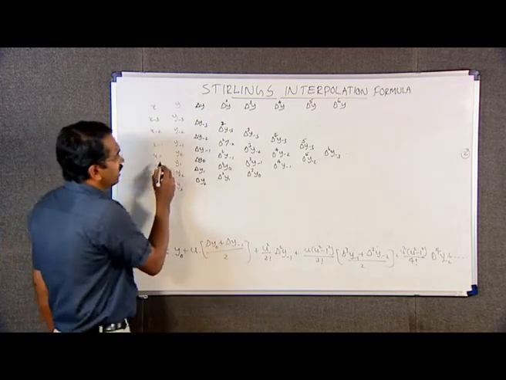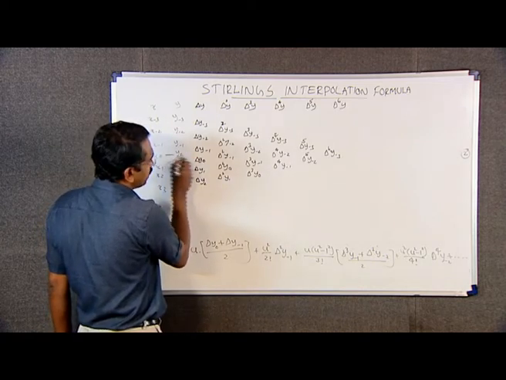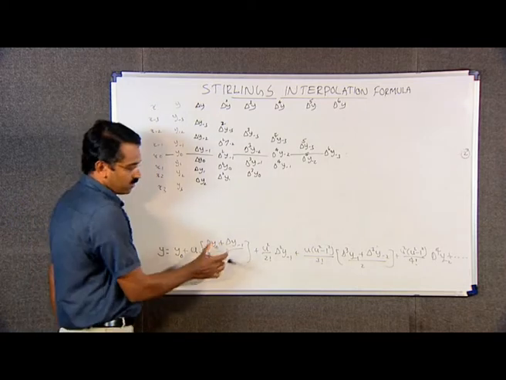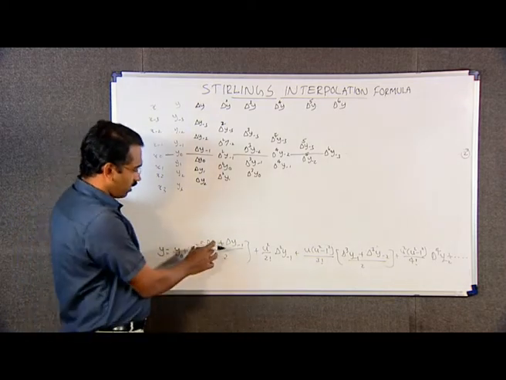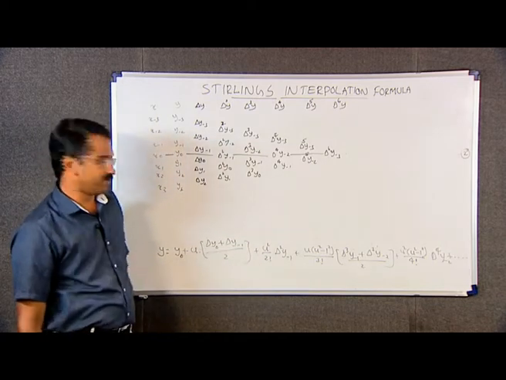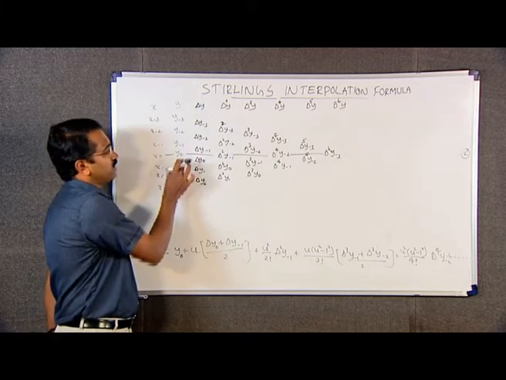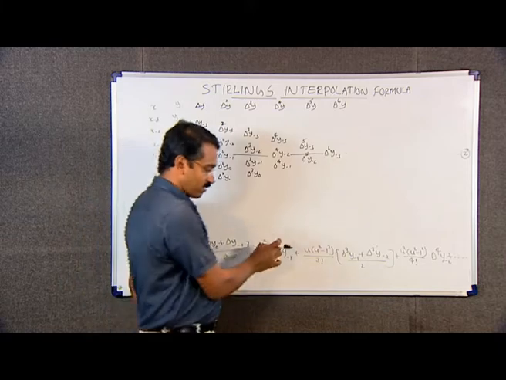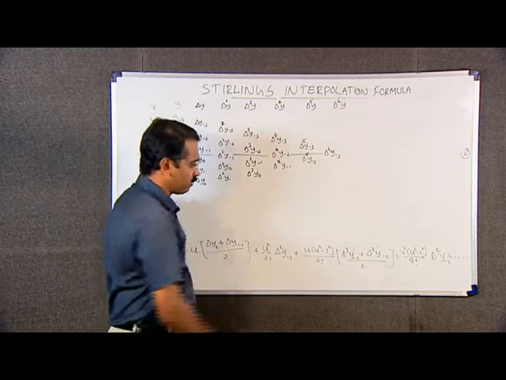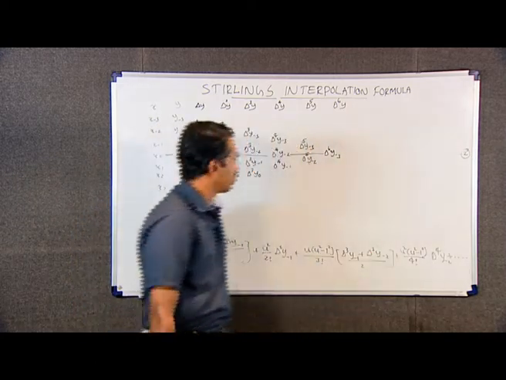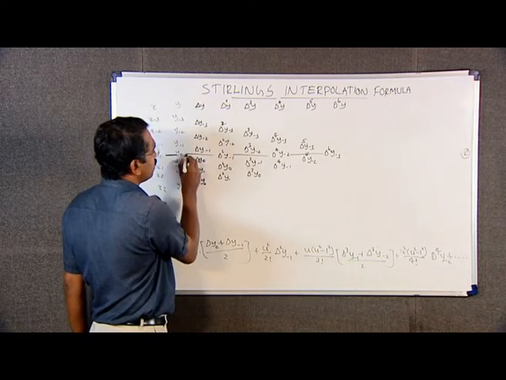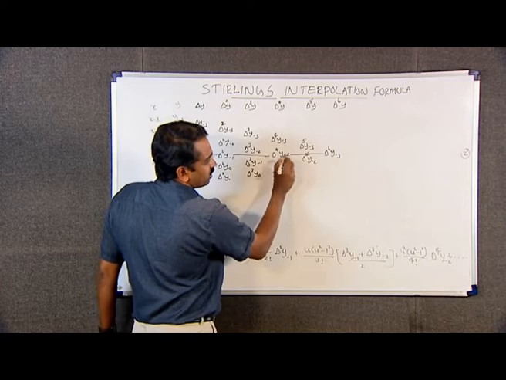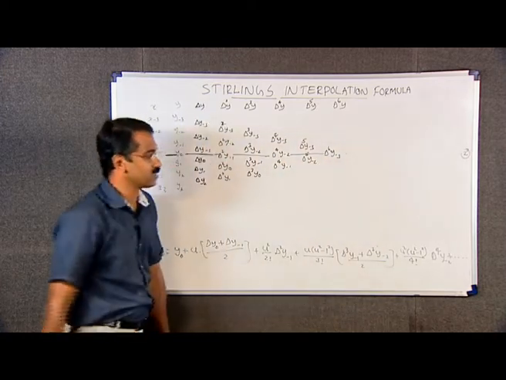Now, we draw a center line, that is a line through x naught, y naught, which is the central line. Then we can observe that the differences involved in this formula are the even order differences and the odd order differences. The first term is y naught, which is here, and the even order difference delta square y minus 1. Next is delta raised to 4 y minus 2. All are lying in this center line. Similarly, delta raised to 6 y minus 3 lies in the center line.